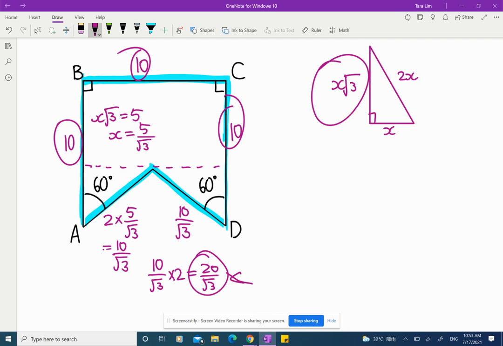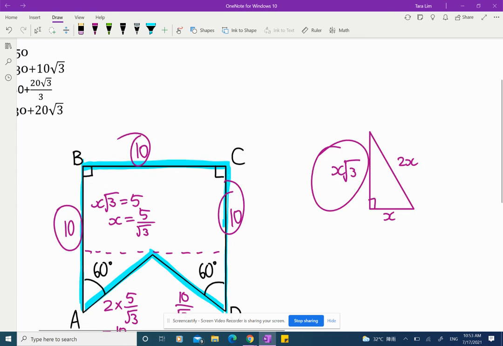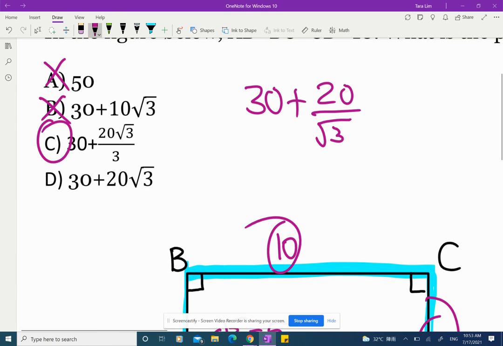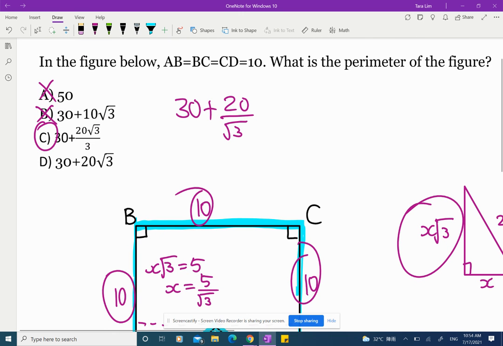So 20 over square root 3 is combining 2 of the lengths, this length and this length. Both of them combined together is 20 over square root 3. So we have 30 plus 20 over square root 3. Now we know that the answer is C, but why are this and this different? They're actually the same. If you look at it, it's different, but they're actually the same. If you input them on the calculator, they're exactly the same. So the correct answer is C.